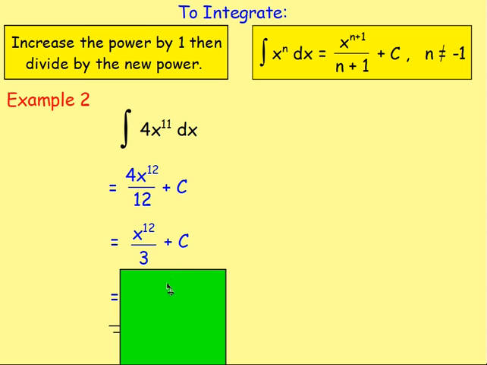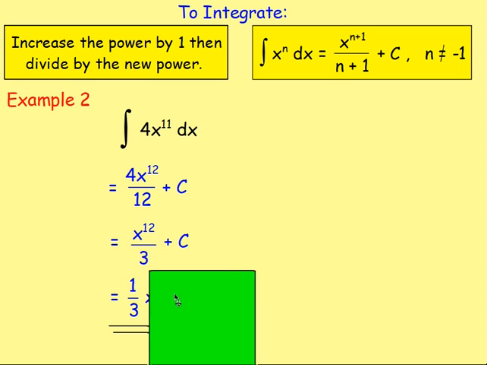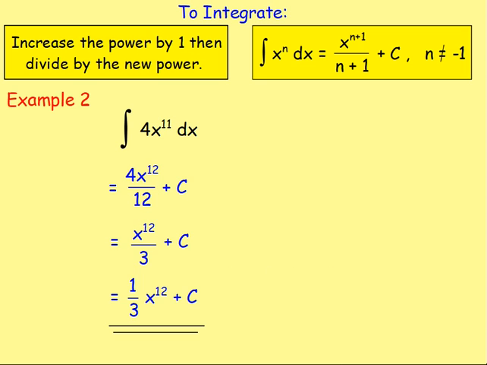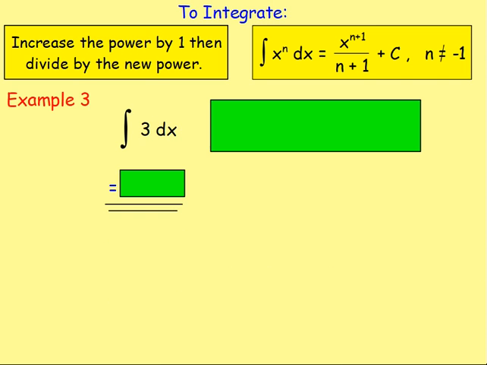You may want to write it a slightly different way as well. If you've got x to the power of 12 divided by 3, if you're dividing something by 3, you're really taking a third of it. So it's a third of x to the power of 12 plus c. You don't have to do that, it's just another way it may be written.